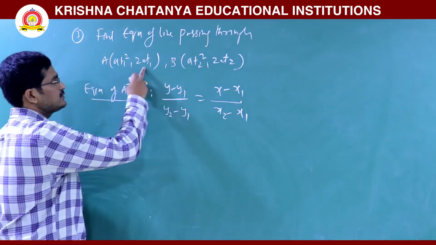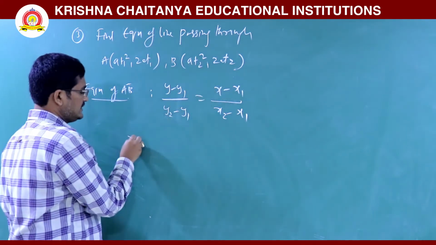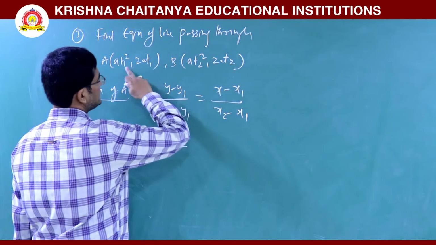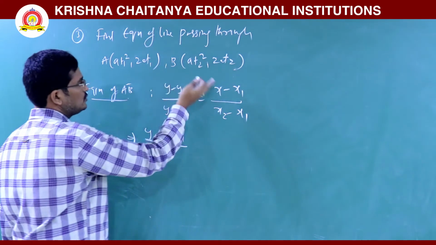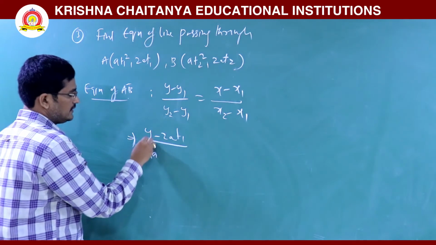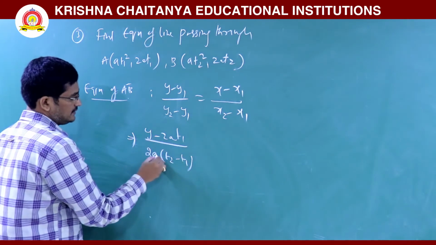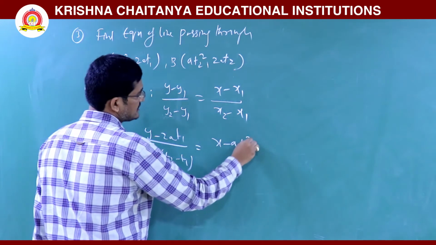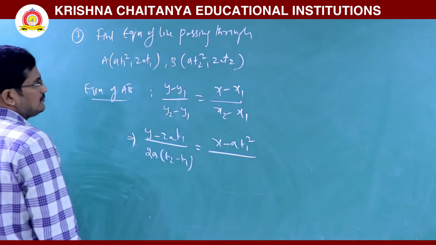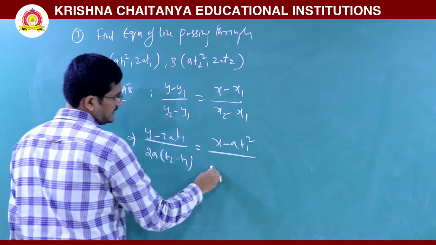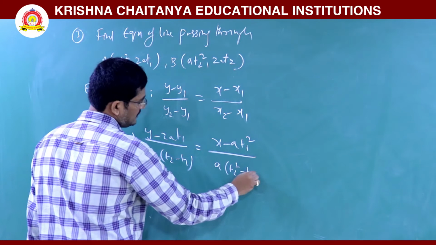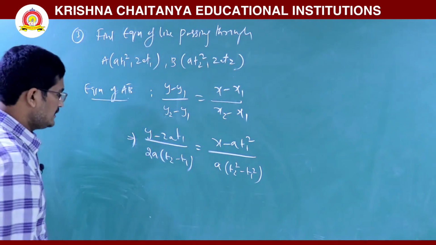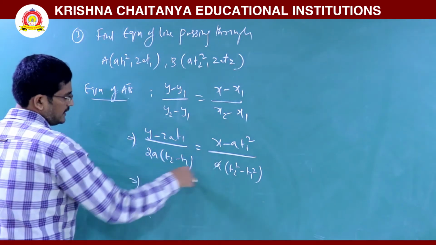So it is x1, y1, x2, y2. So y minus y1 means y minus 2at1, over y2 minus y1, which is 2at2 minus 2at1, equals x minus x1, which is x minus at1², over x2 minus x1, which is at2² minus at1², that is a times (t2² minus t1²). So this implies a gets cancelled there.